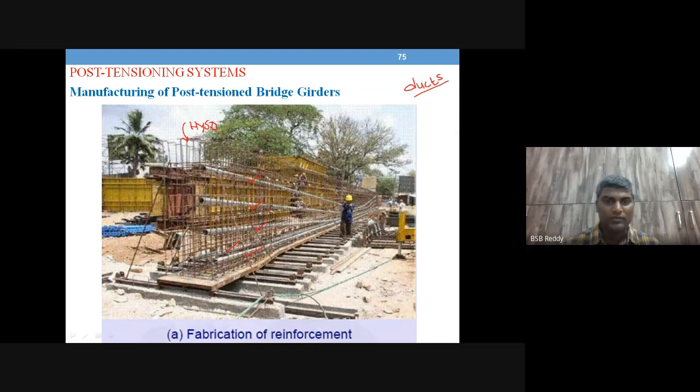Right. So you have a fabricated steel cage with the untensioned steel, and also provision made for ducts, provided for the HTS bars to insert. So this is the first photograph that you see.